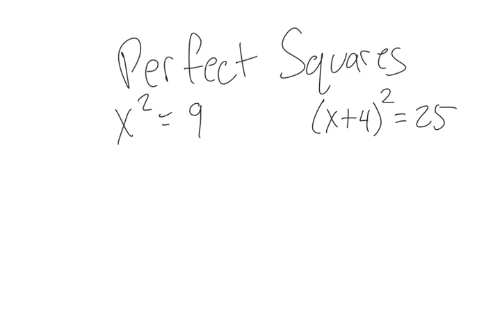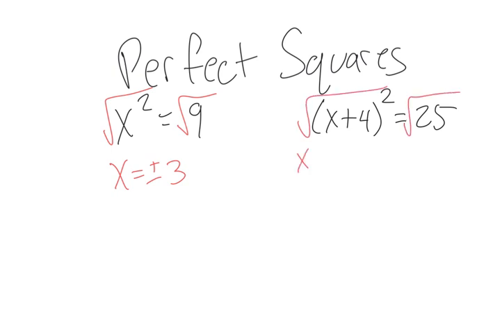We've been using these for a while and solving problems like x squared equals 9. We know we can take the square root of both sides to get x is equal to plus or minus 3. Same is true if I've got x plus 4 all squared is equal to 25. Once I have that squared thing, I can take the square root. I get x plus 4 is equal to plus or minus 5.